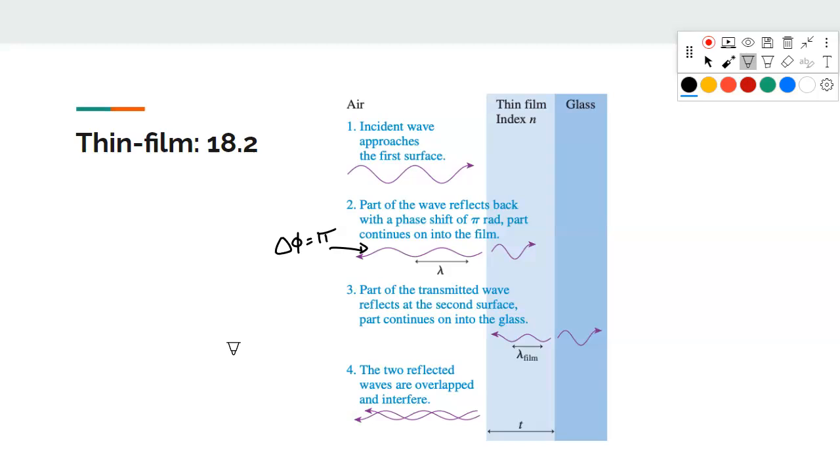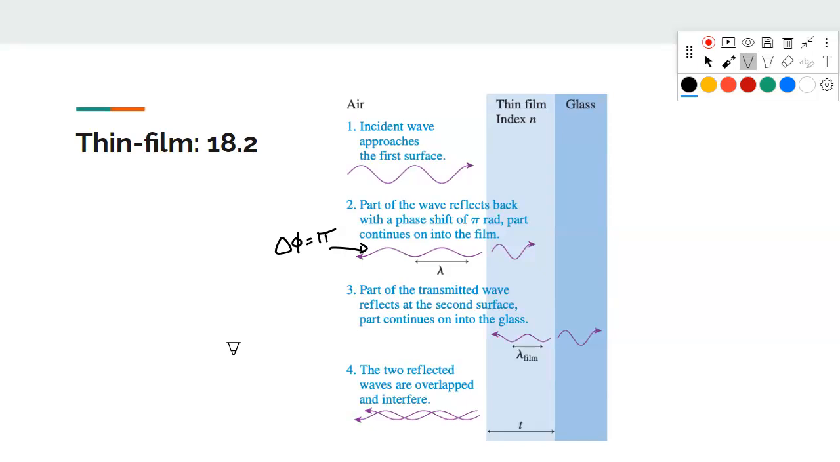Now, the wave that's transmitted through, nothing happens to it so far. It travels through the thickness of the material, and then it's going to bounce off the glass boundary, okay? And so depending on if the glass has a higher or lower index of refraction than the film, we could either have a phase shift happen here, or we could have no phase shift happen, okay?